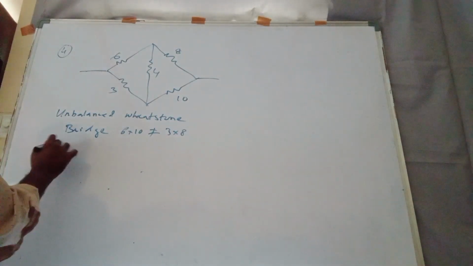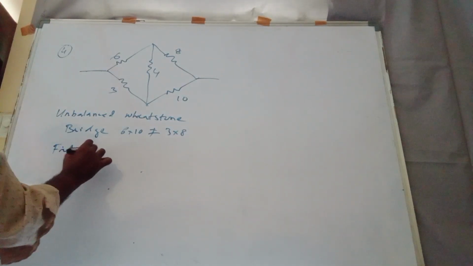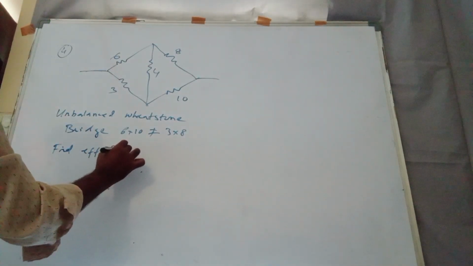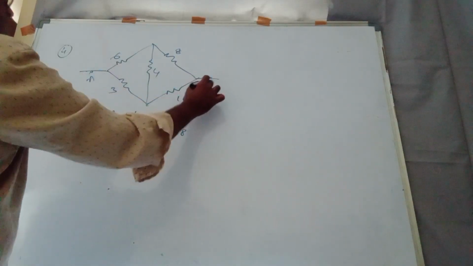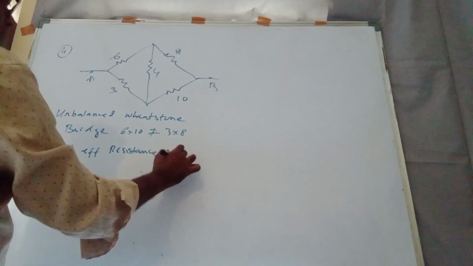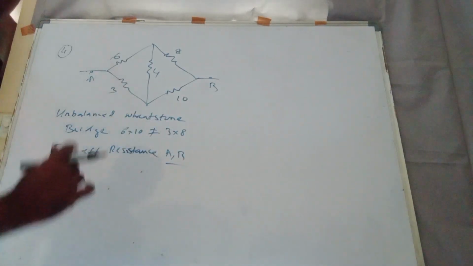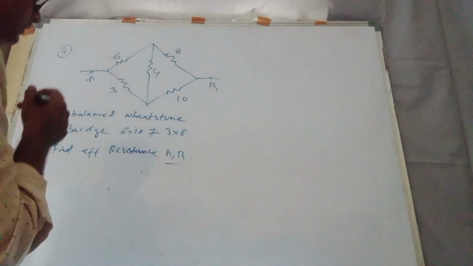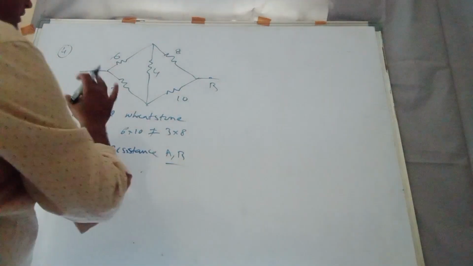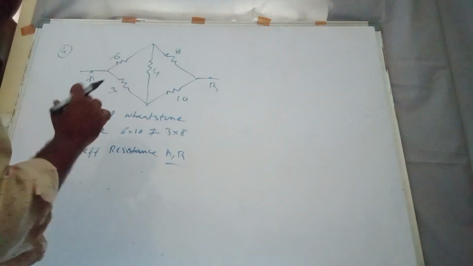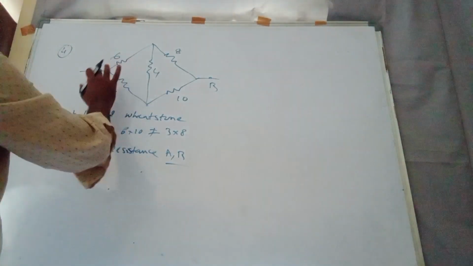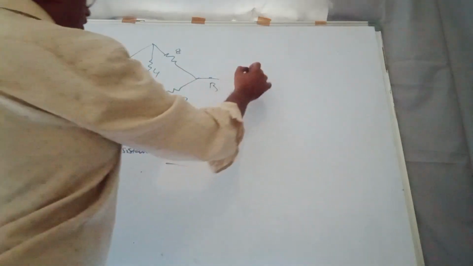So the question is: find the effective resistance between point A and point B. By normal Kirchhoff rules also you can apply and try the problem, but that will be a little lengthy. So our idea is to convert this into a more simplified circuit. So we'll try to draw a new circuit which will look like this.